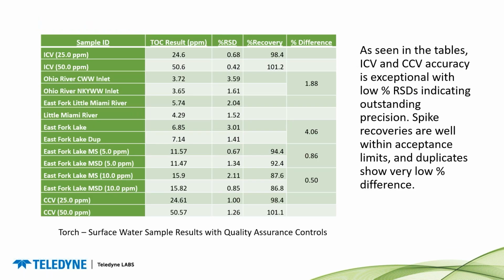The results for the Torch show similar exceptional accuracy and precision, as well as an outstanding replication of the duplicate samples. Again, looking at the percent recoveries of the initial calibration verification, right at 100%. Low percent RSD. Percent differences look really good across the entire range of the samples. Percent recoveries right around 95, 90%, which is very good.